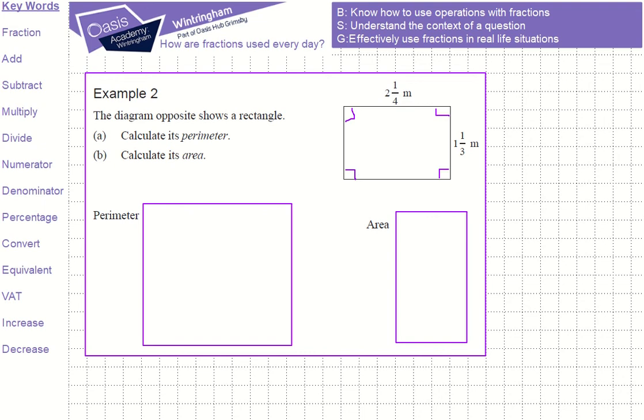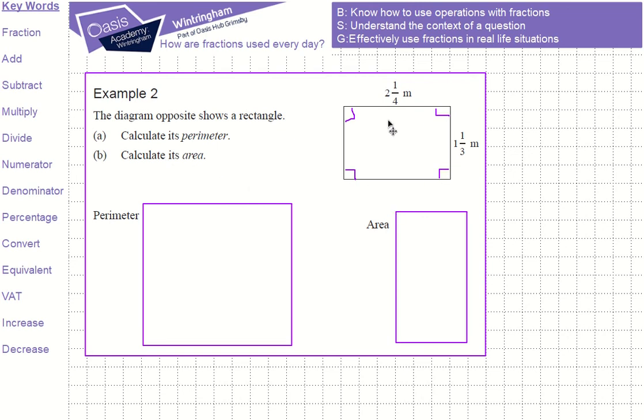There we go. We know it's a right angle because these two sides are the same, and these two sides are the same, and there's 90 degrees in each angle. We could also say that these sides are parallel to each other. Coming back to the question then, the diagram opposite shows a rectangle, and the two questions this time are: calculate its perimeter, and part B, calculate its area.